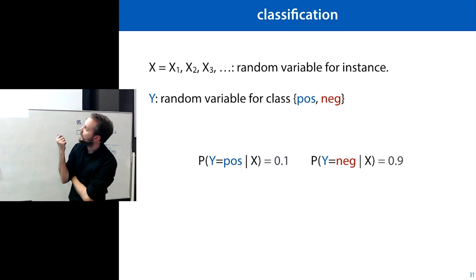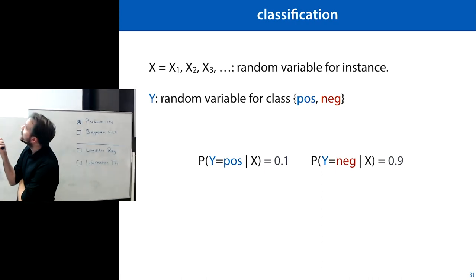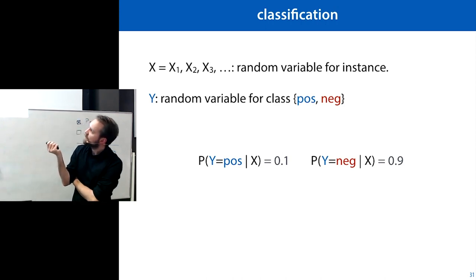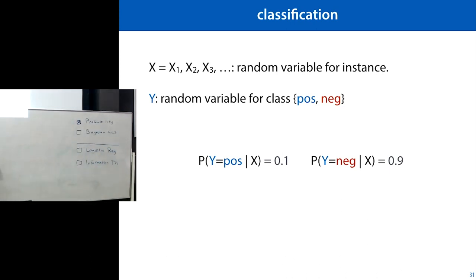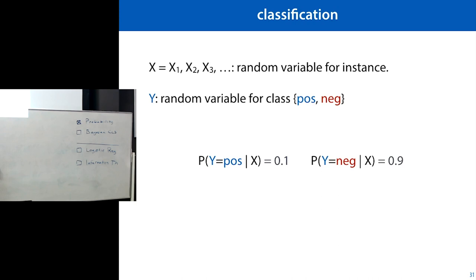which takes values positive and negative, and indicates the probability over the classes for a particular instance X with these features. So you might see something like this: the probability that Y is positive given that the instance is X is 0.1, and then the probability that Y is negative must be 0.9, because the probability space is binary. Now we want to work out this probability, and that gives us a probabilistic classifier, which, given the features, gives us a probability on the classes.